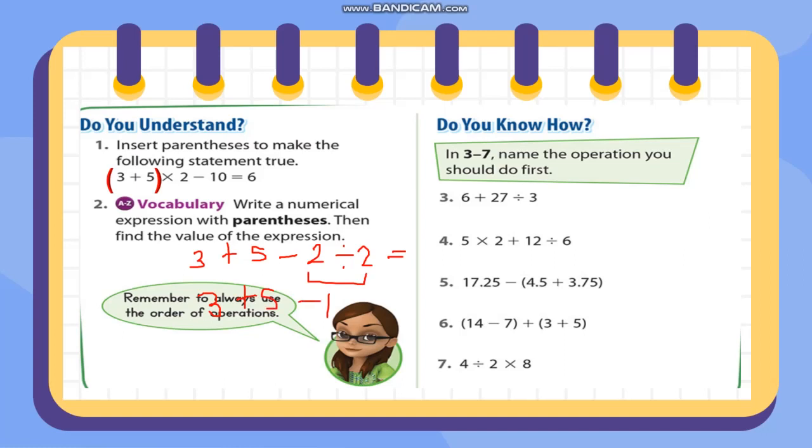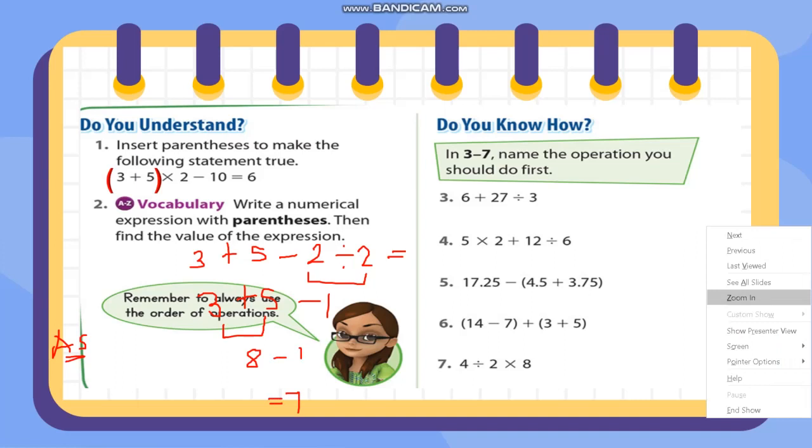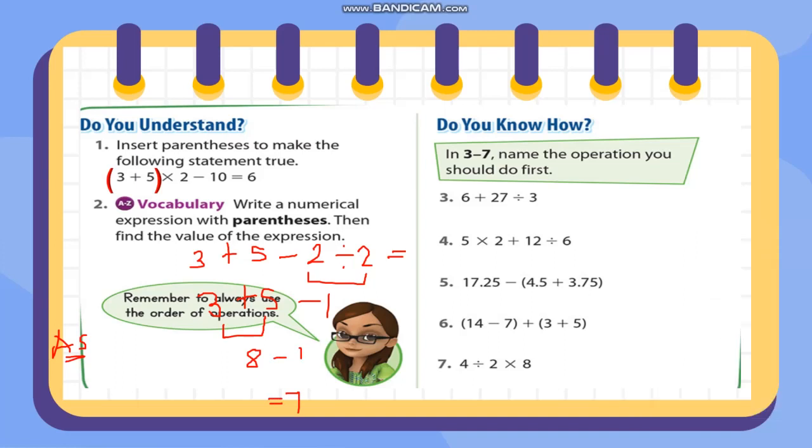Now, after multiplication and division, addition and subtraction. So I have addition, I have subtraction. Which comes first from left to right? The addition. That's why I need to add first. 3 plus 5 is 8, minus 1. So the final answer is equivalent to 7. Next, name the operation you should do first. Okay, so here you just simply identify which operation you are going to do based on the order of operations.